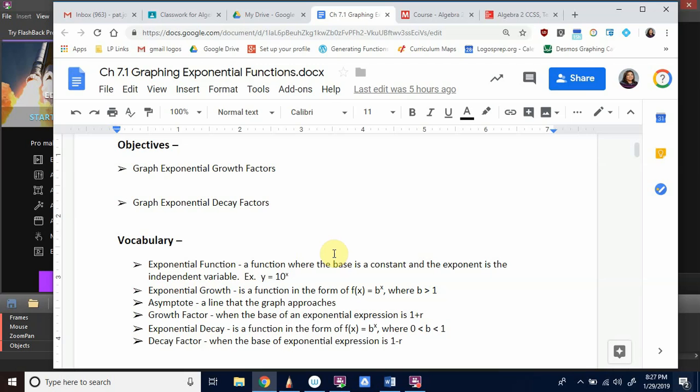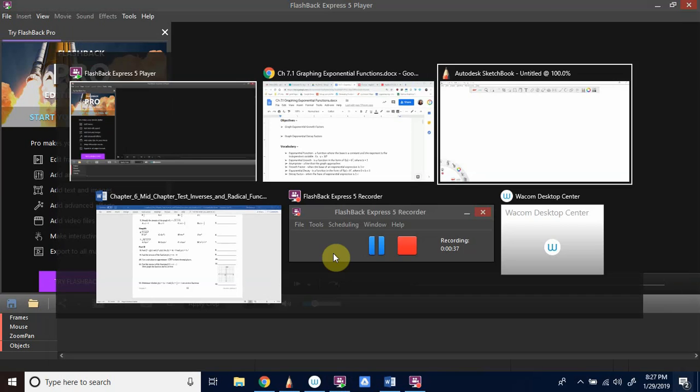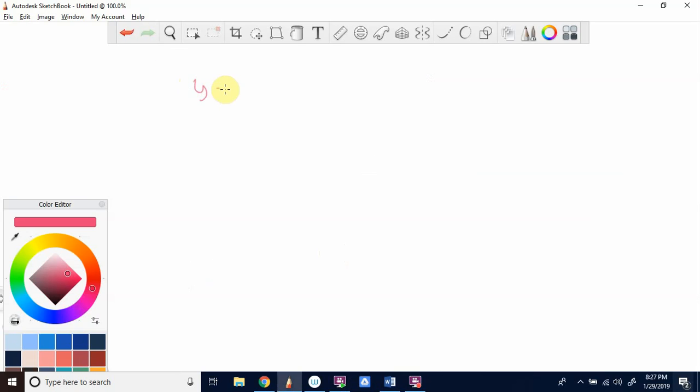Let's look at our vocabulary here. So what is an exponential function? It's a function where the base is a constant and the exponent is the independent variable. For example, y equals 10 to the x. So if we look at y equals 10 to the x, the parent function is going to be f of x equals b to the x. Our base is a constant, and our independent variable is in the power, the exponent.